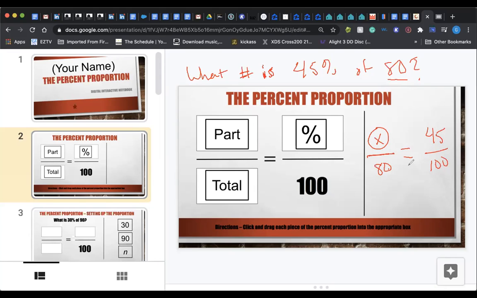This is how we solve proportions. And we're going to go step by step, looking at a few examples just to make sure we get a little bit more practice with it. All right. Okay.